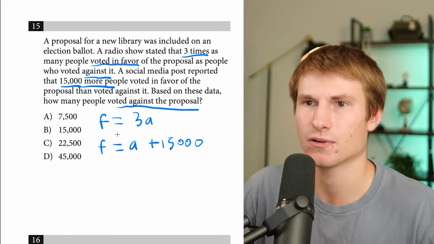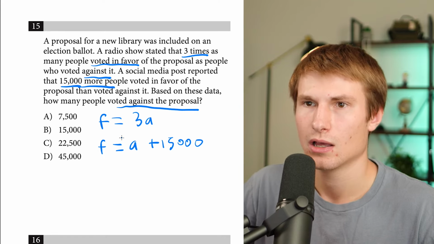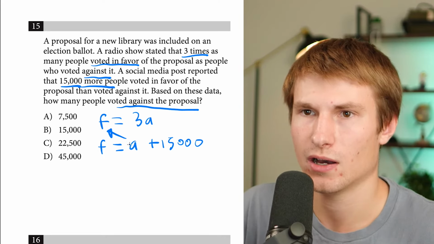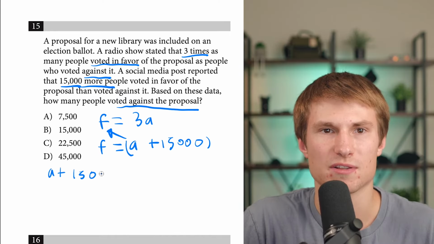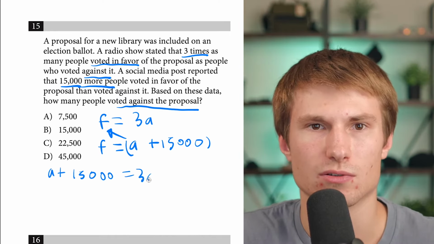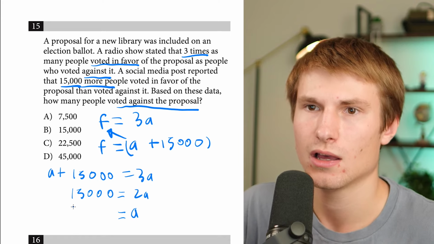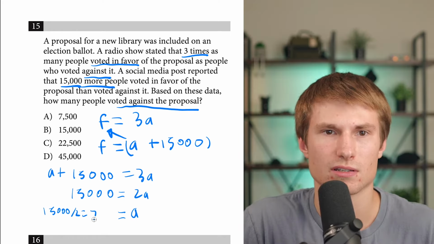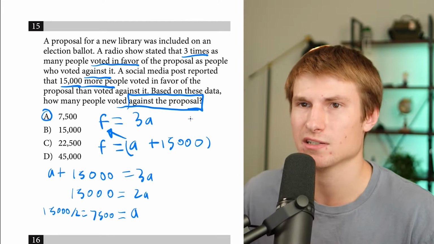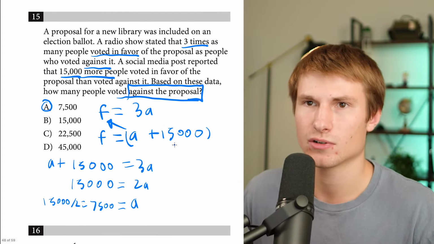Solve for A. To solve for A, we'll go ahead and substitute in this value of A plus 15,000 for the value of F. So we're going to have A plus 15,000, not 1,500, is equal to 3A. Subtract A from both sides, get 2A is going to equal 15,000. Divide both sides by 2 to get the value of A. A is going to equal 15,000 over 2, which will give us 7,500. That's the number of people who voted against the proposal. Always pay attention to what you're asked to answer with. It's going to be 7,500, that's going to be answer choice A.